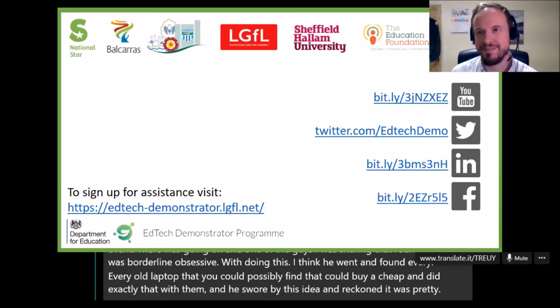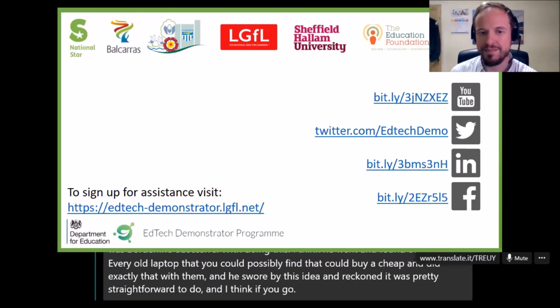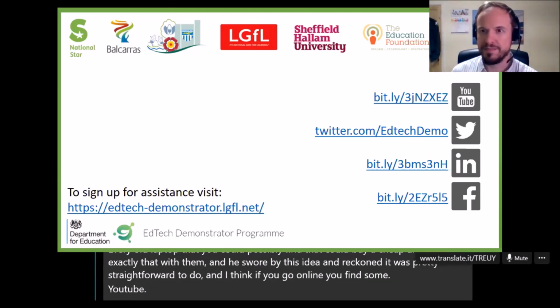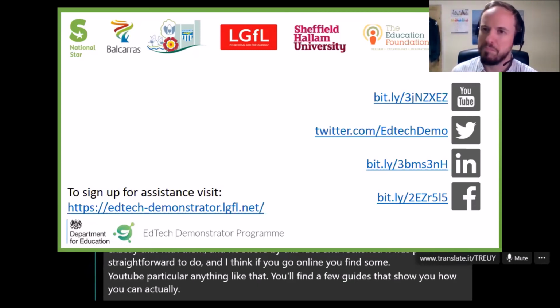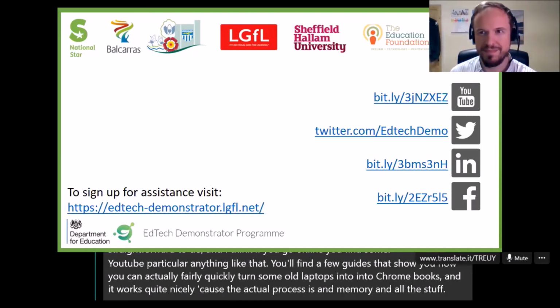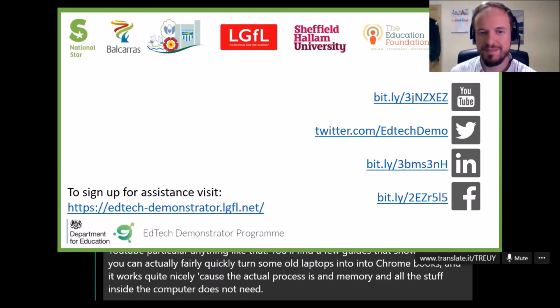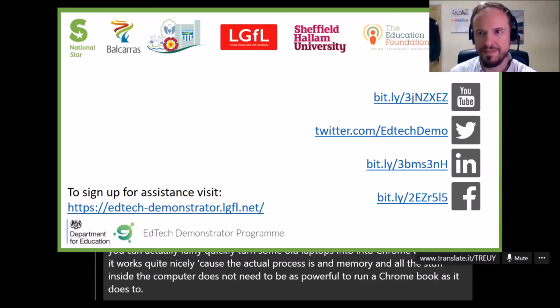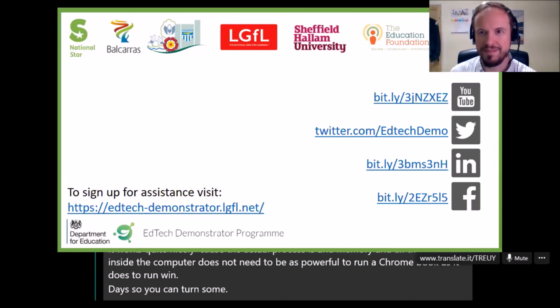And I think if you go online, particularly on YouTube, you'll find a few guides that show you how you can fairly quickly turn some old laptops into Chromebooks, and it works quite nicely because the actual processors and memory and all the stuff inside a computer does not need to be as powerful to run a Chromebook as it does to run Windows. So you can turn some pretty old computers into Chromebooks quite effectively, actually. So it's a really nice idea.